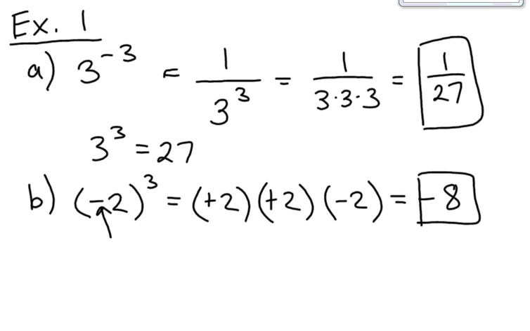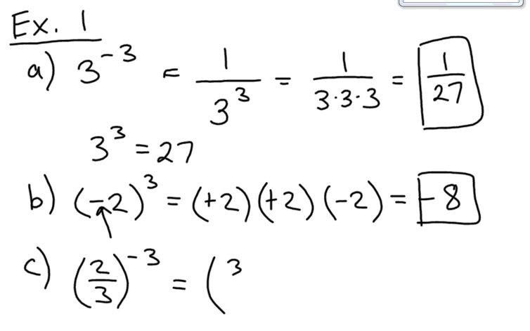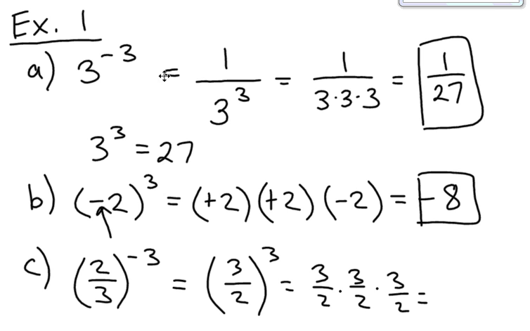Let's do one more example in this part. Let's do a fraction. I have 2/3 to the negative 3. The rule that I showed you before: if you have a fraction to a negative exponent, all you have to do is flip the fraction, and then you make the exponent positive. So what this means is 3 halves times 3 halves times 3 halves, which is 27 over 8.